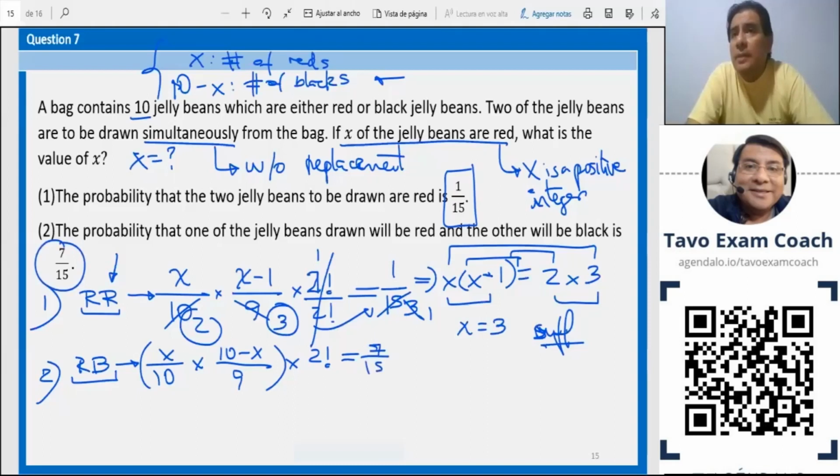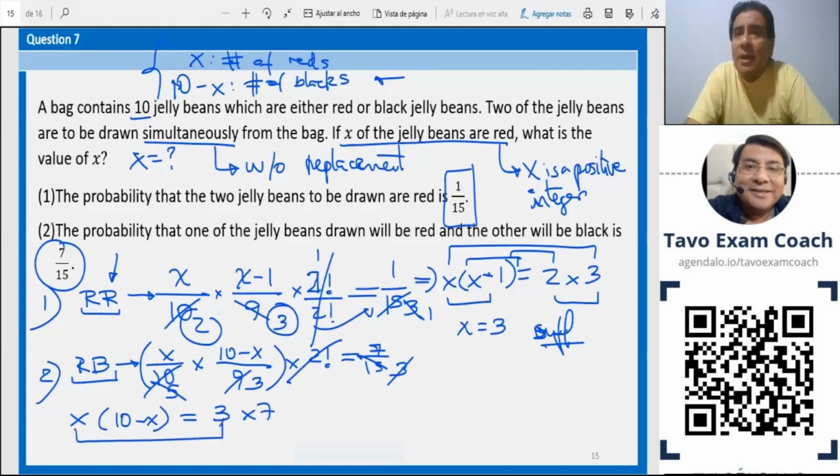So now let's do some simplification. 2 with 10, so you get 5. 5 with 15, you get a 3. 3 with 9, you get a 3. So you can see that X multiplied by 10 minus X should be 3 times 7. Oh, you say, good. X must be 3 and 10 minus X should be 7.